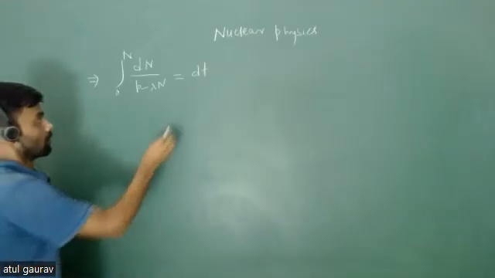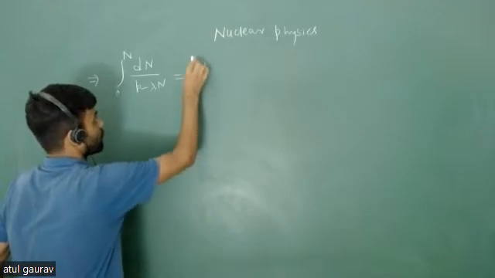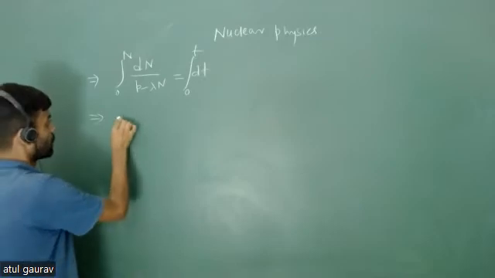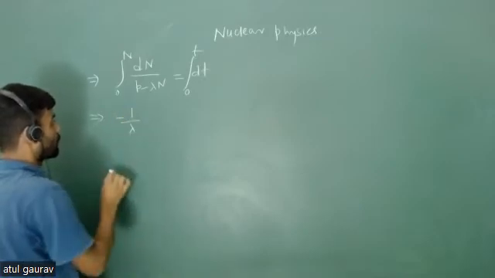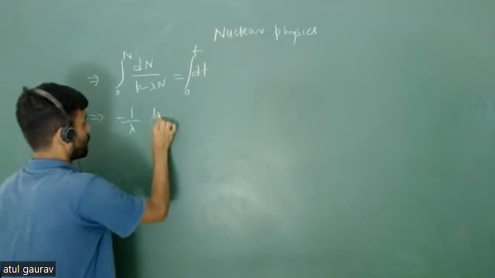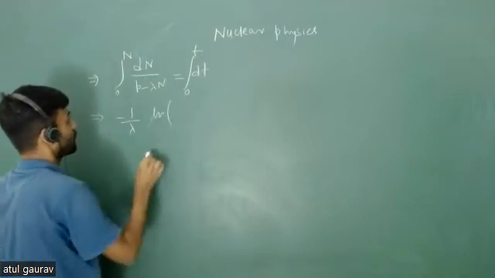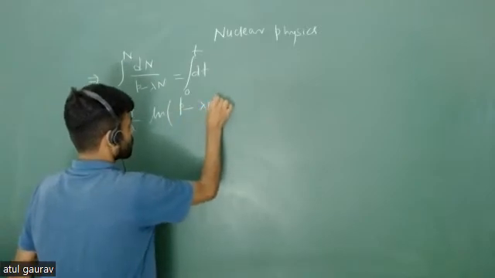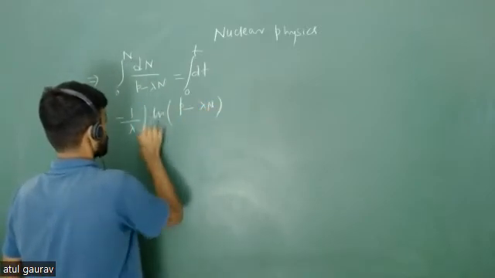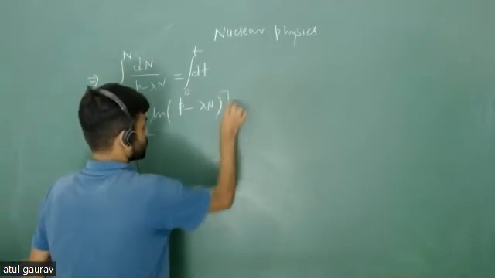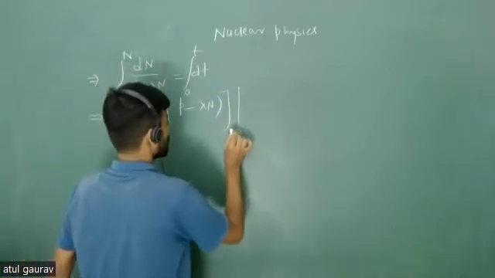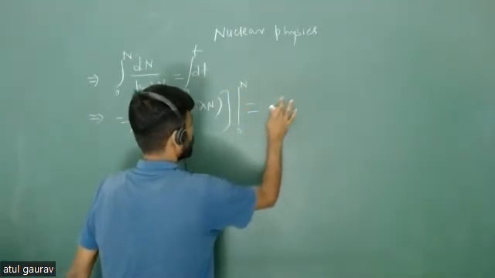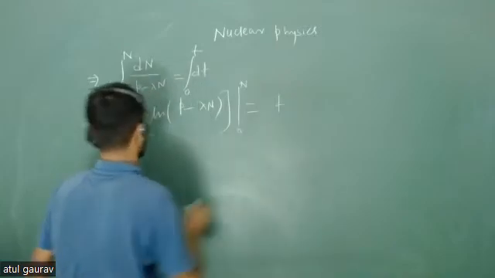Okay, so that integration limit is 0 to t. If you integrate it, it was minus 1 by lambda natural log of, if you integrate and substitute that limit, obviously it will be t minus lambda n first, then we'll substitute that limit. The limit is 0 to n, and this will be your dt. Integration of dt is t.